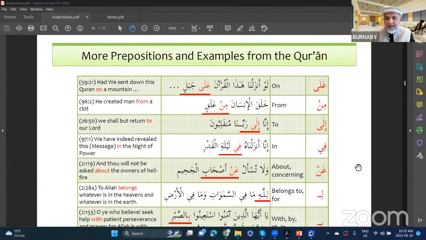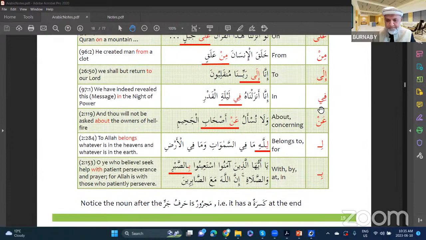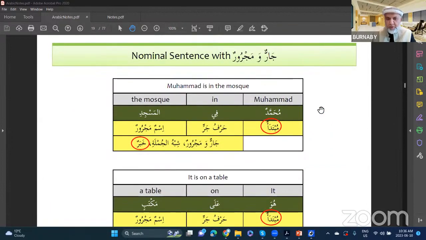We looked at these ayahs last time. These are examples from the Quran, and you will see them all over the place when we read the Quran later in the day. Then I want to show you the purpose of this jar majrur in the nominal sentence.